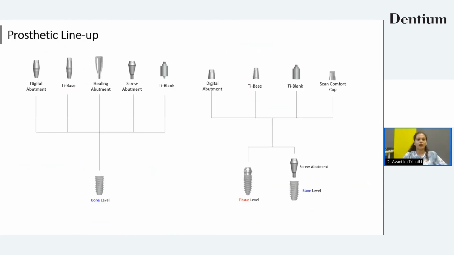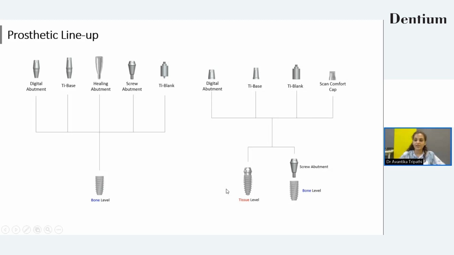They have a huge prosthetic lineup. In the bone level, the prosthetic lineup of the bone level variant is this. It has a digital abutment, a TI base, a healing abutment, a screw abutment, and a TI blank. The tissue level variant will have a similar prosthetic lineup of digital abutment, TI base, TI blank, and a comfort cap.